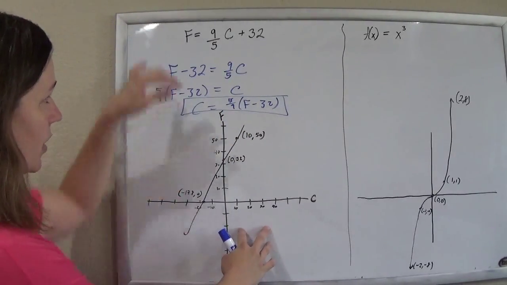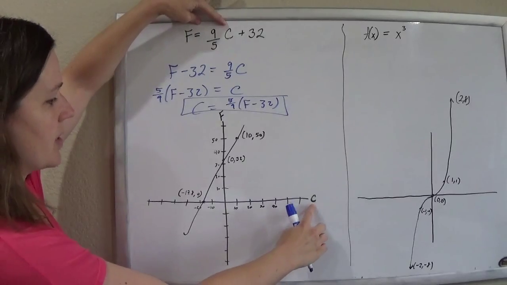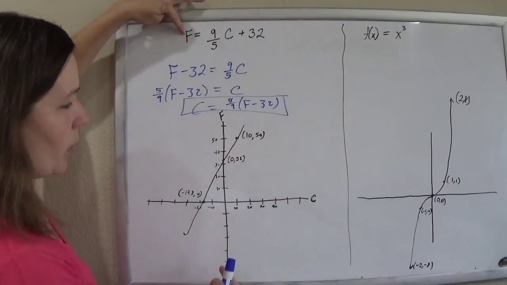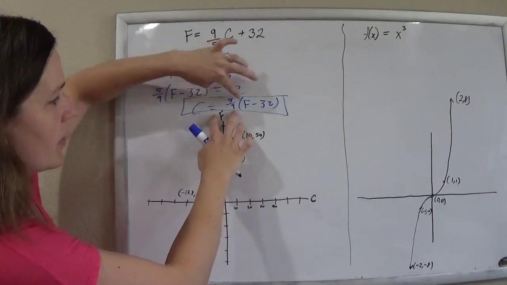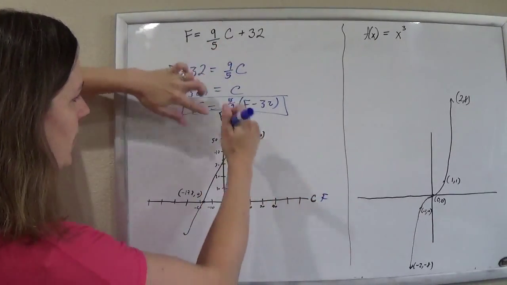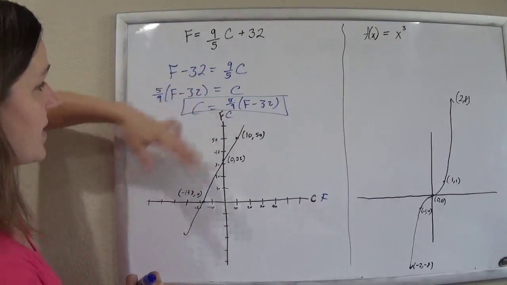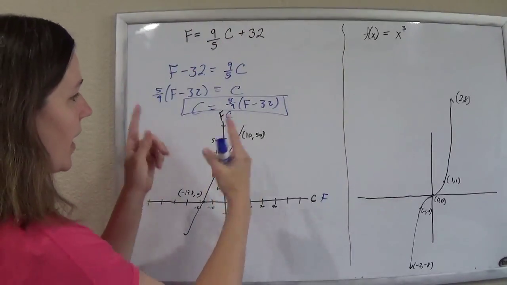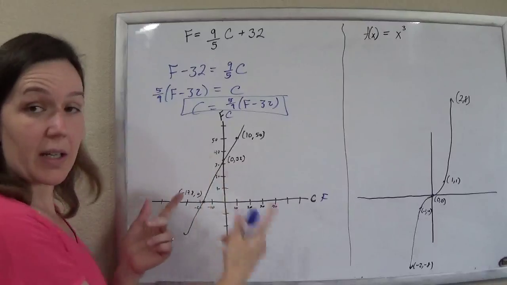And so I've graphed it here. For the original equation, I've got C on the x-axis and F on the y-axis. And then if I were to graph this one, I would put F on the x-axis and C on the y-axis, and I would plot these points. And all the x's and y's would end up switching places.